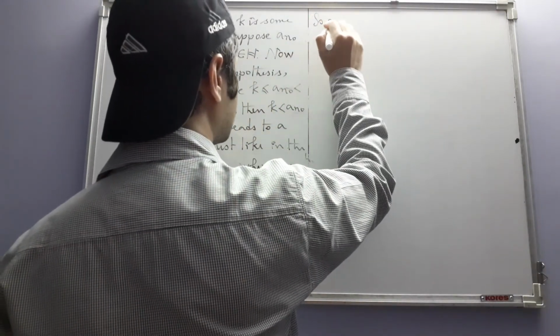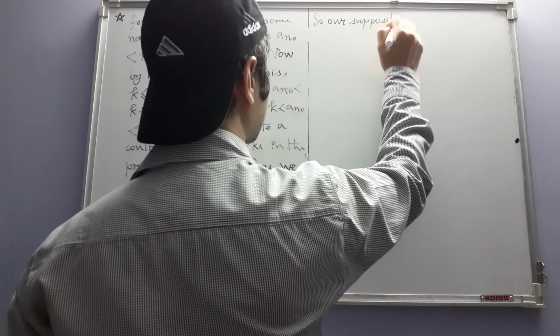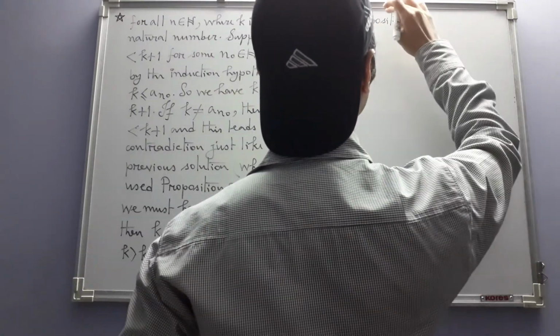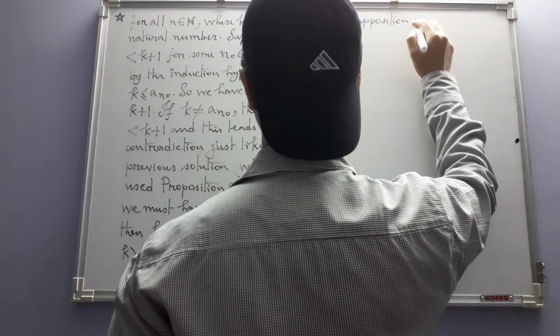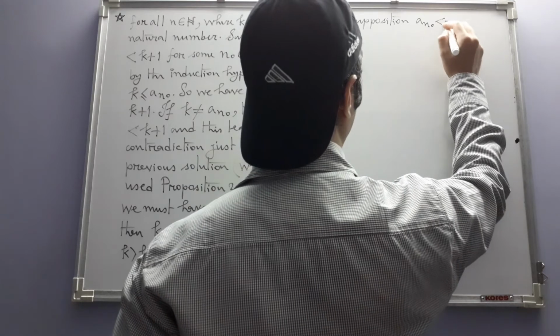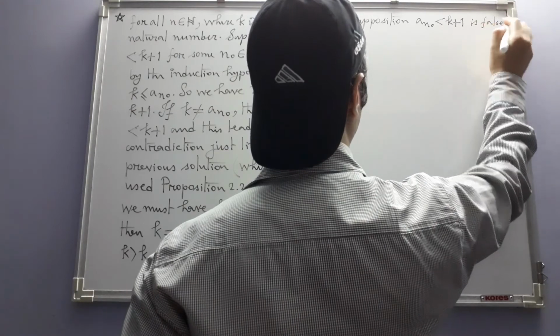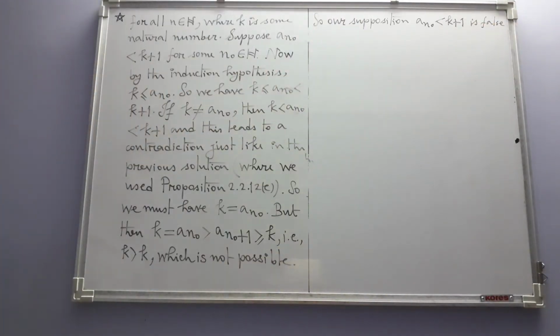So our supposition, let us write the supposition a n naught strictly less than k plus 1 is false. In fact, that is not actually the supposition. The supposition is the statement that there is a natural number n naught for which this is true. So that means no such natural number can exist.